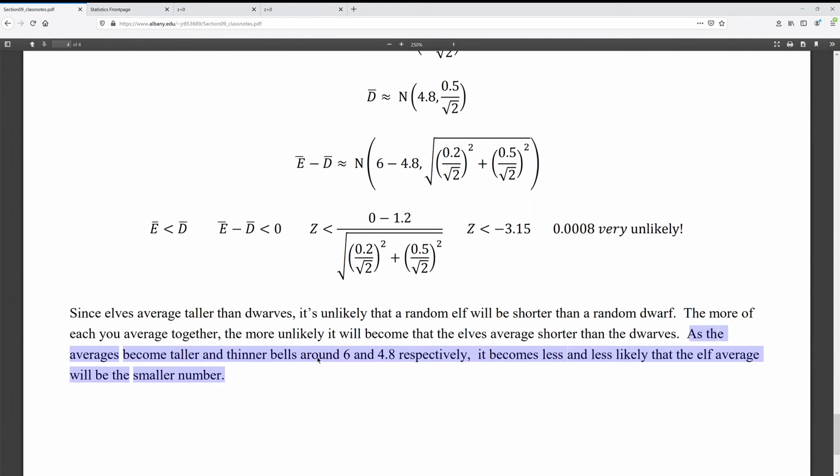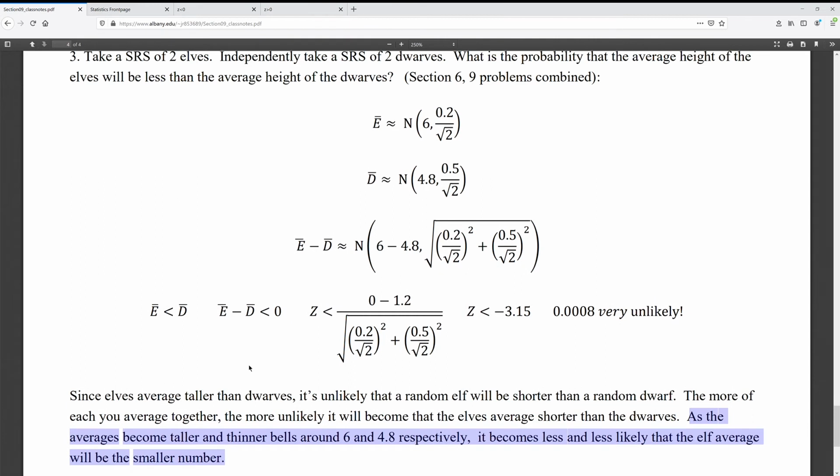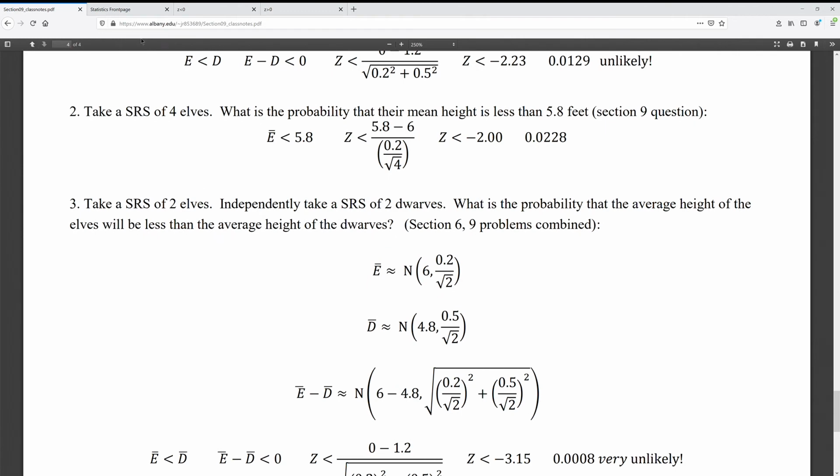So yeah, anything is possible. You could get the 100 shortest elves in the world, and the 100 tallest dwarves in the world, but that would be extremely unlikely. It would be cosmically unlikely. So it's not going to happen. I mean, anything might happen, but no, not that. So there's an example of how you can compare averages.